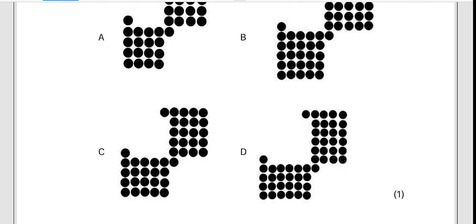And then number A. Let's count number A. 1, 2, 3, 4, 5, 6, 7, 8, 9, 10, 11, 12, 13, 14, 15, 16, 17, 18, 19, 20, 21, 22, 23, 24, 25, 26, 27, 28, 29, 30, 31, 32, 33, 34, 35, 36, 37, 38, 39, 40, 41, 42, 43.